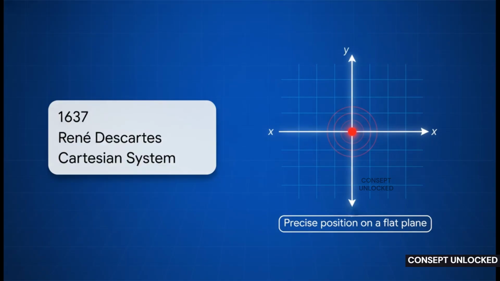To really get this map, we actually have to rewind all the way back to 1637. That's when the brilliant French mathematician René Descartes introduced the Cartesian system. His idea was kind of revolutionary, but so simple. Create a standard way to describe the absolute precise position of any point on a flat, two-dimensional plane. That one single concept literally gave birth to the entire branch of coordinate geometry we use today.